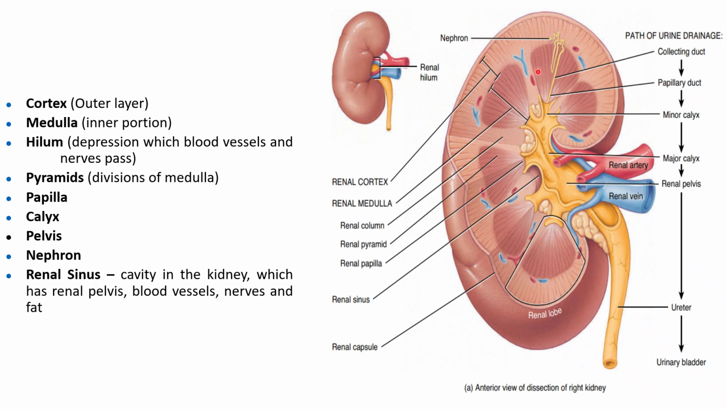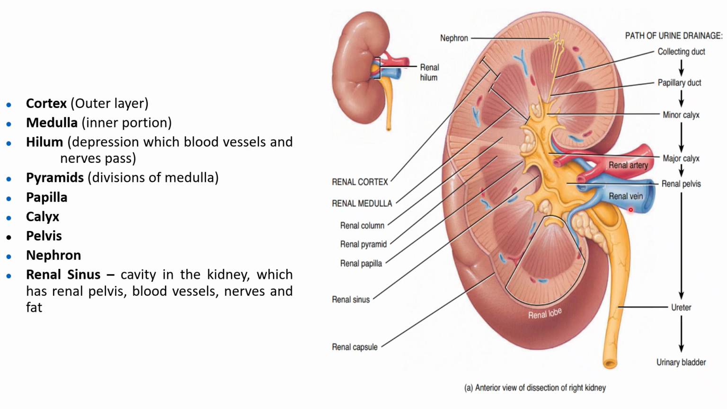The filtrate is formed within the nephron, and from there it drains into the collecting duct, then to the papillary duct, the minor calyx, major calyx, then to the renal pelvis, and from there it enters the ureter, and from the ureter into the urinary bladder, where the urine is temporarily stored, and from there it is expelled through the urethra. Here you can see the renal artery and renal vein, the major blood vessels that supply blood to the kidney. The renal artery supplies the oxygenated blood, and the renal vein carries away the deoxygenated blood.